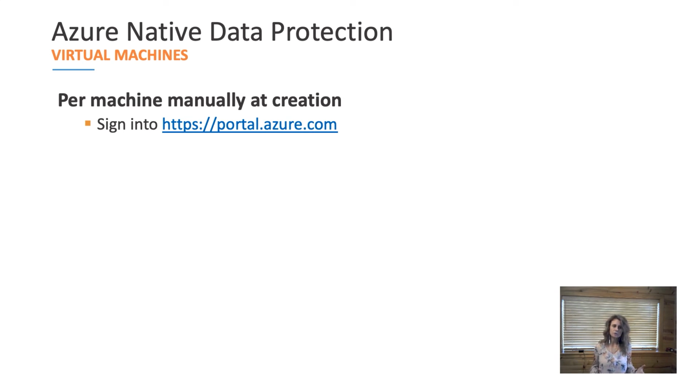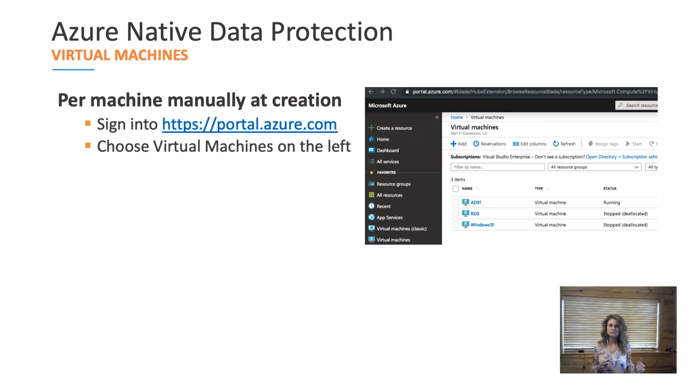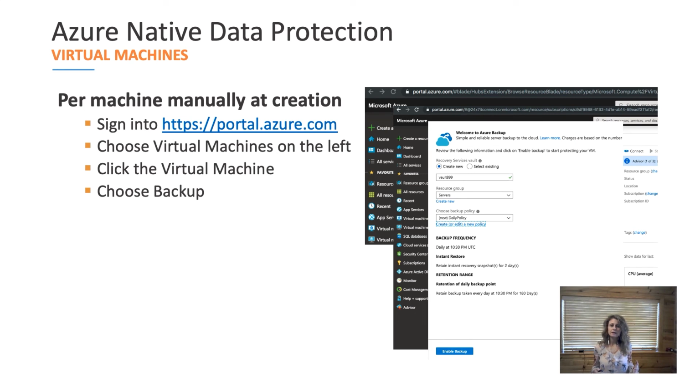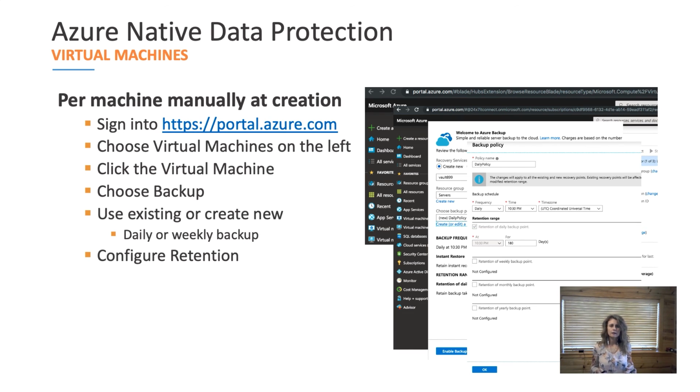So how do we do that? Well, we sign into portal.azure.com. We choose virtual machines on the left-hand side of our screen. We click the virtual machine. You can see here, we choose backup. And then we can put whatever policy we need in place. Daily or weekly backup is your option. And then you can also configure retention. If you need to keep these for a longer period of time, you can set that right here.